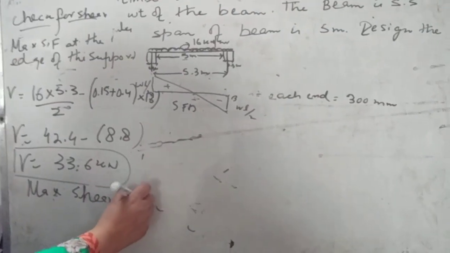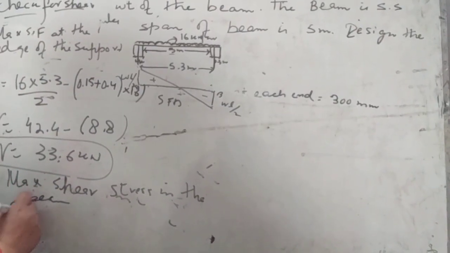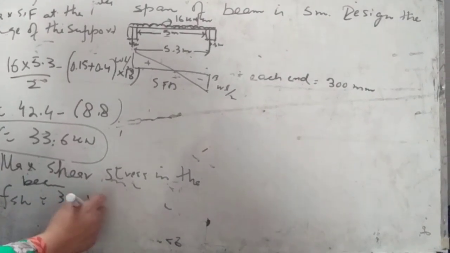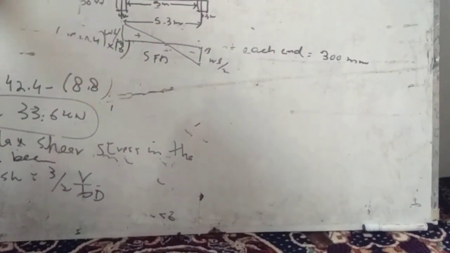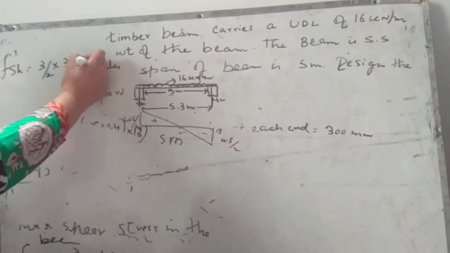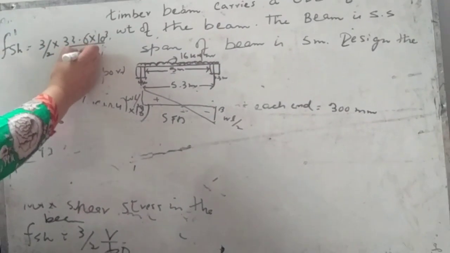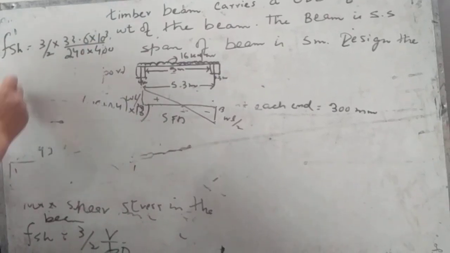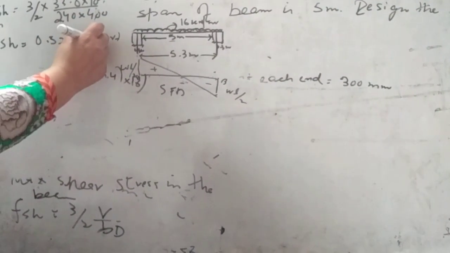Now the maximum shear stress in the beam, we have the formula FSH is equal to 3 by 2 V by BD. So FSH will be equal to 3 by 2, V is your shear force, and the value is 33.6 kilonewton, we will change it into Newton, divided by B is your width, that is 240, and D is the depth, that is 400. So the shear stress of the beam will be equal to 0.525 Newton per mm square.